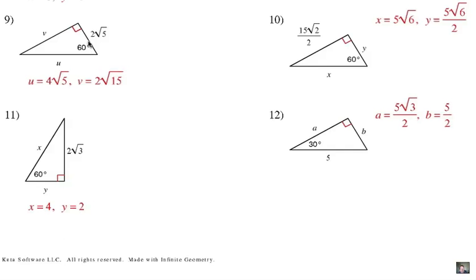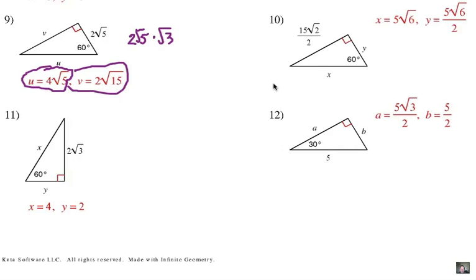All right, number 9, the short leg is given as 2 radical 5. The easiest thing to do is to go right to the hypotenuse. So you double that, and that will give you u, which is 4 radical 5. Now, back to the short leg being 2 radical 5. You know that you have to multiply that by radical 3 to get the long leg. All right, now remembering what we know about exponents or radicals here, radical 5 times radical 3 gives us radical 15. So that's why v is 2 radical 15. We're going to keep everything in radical form.